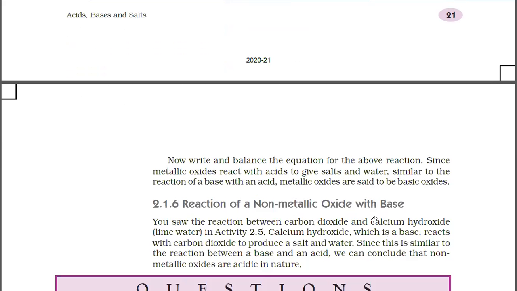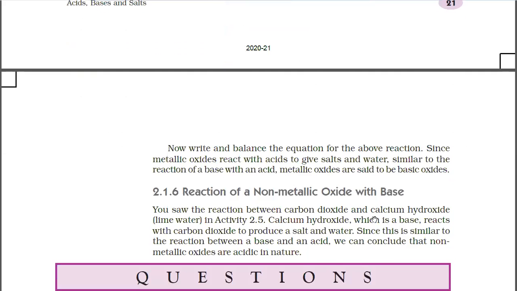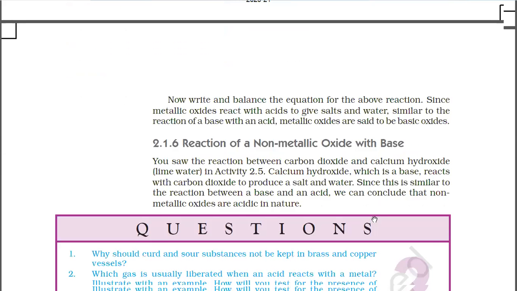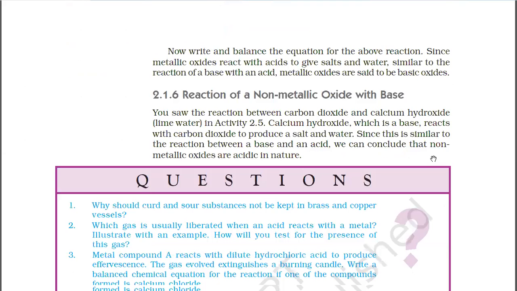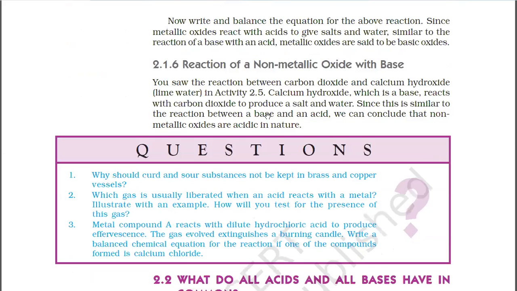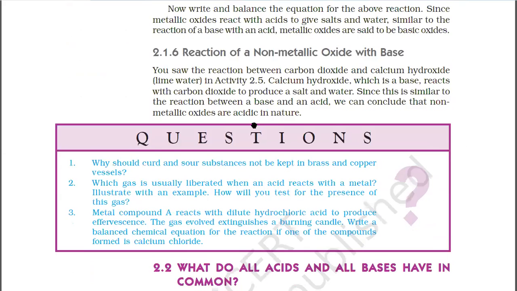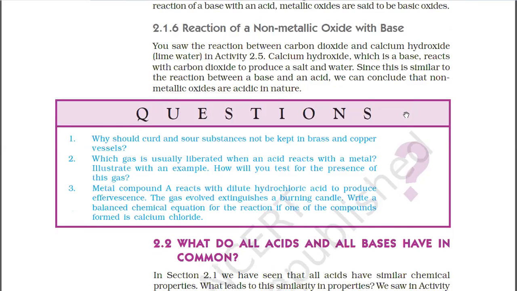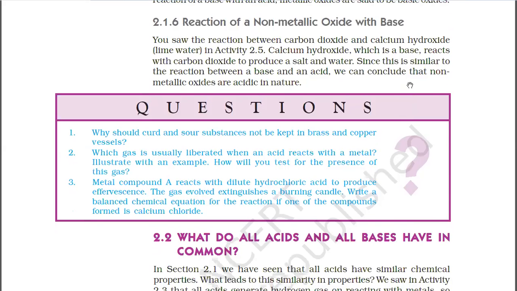Since metallic oxides react with acids to give salts and water, similar to the reaction of a base with an acid, metallic oxides are said to be basic oxides. Reaction of a non-metallic oxide with a base. You saw the reaction between carbon dioxide and calcium hydroxide in Activity 2.5. Calcium hydroxide, which is a base, reacts with carbon dioxide to produce a salt and water. Since this is similar to the reaction between a base and an acid, we conclude that non-metallic oxides are acidic in nature.